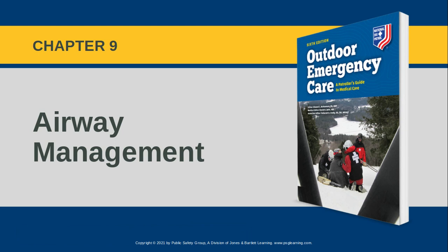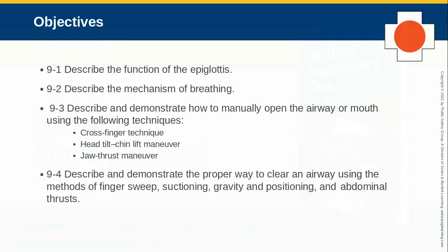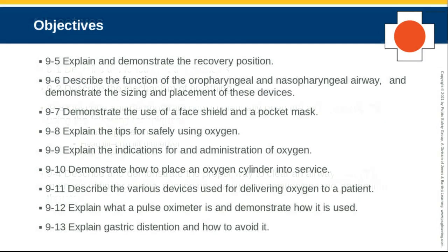This podcast introduces Chapter 9 on Airway Management. So, the objectives in this chapter begin, as always, with a review of the essential anatomy of the respiratory system. And then we'll talk about how to maintain a patient's airway, beginning with simple techniques that might happen when you first arrive on scene, how we can keep that airway open with suctioning, gravity, and positioning. And then we'll move into more advanced management of the airway using airway devices, and finally, oxygen administration.